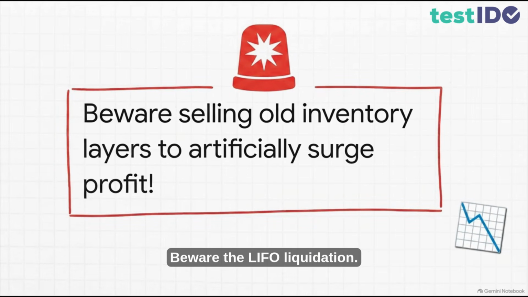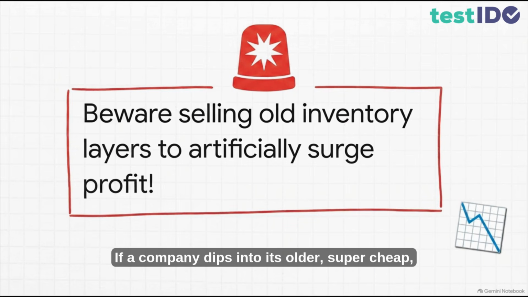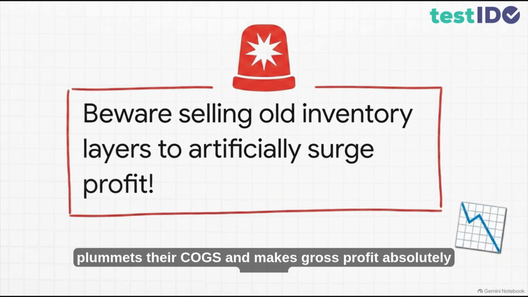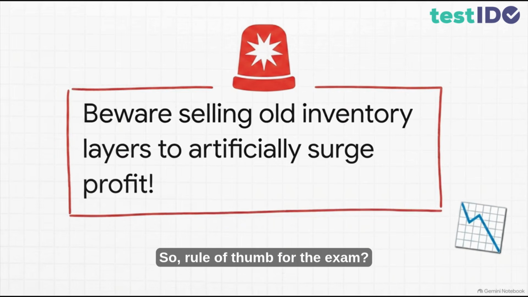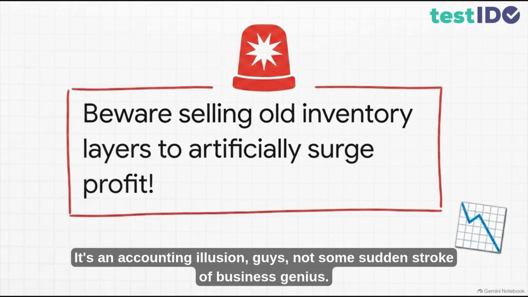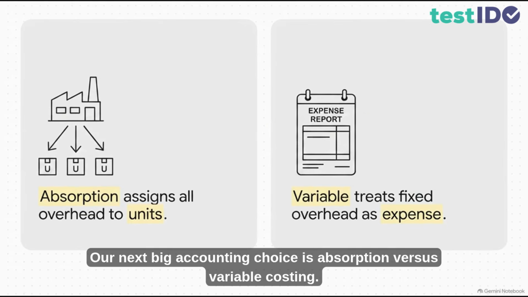Beware the LIFO liquidation. If a company dips into its older, super cheap historical inventory layers and sells them off, it artificially plummets their COGS and makes gross profit absolutely surge. So, rule of thumb for the exam? Always flag LIFO liquidations as non-sustainable profit. It's an accounting illusion, guys, not some sudden stroke of business genius. Our next big accounting choice is absorption versus variable costing.